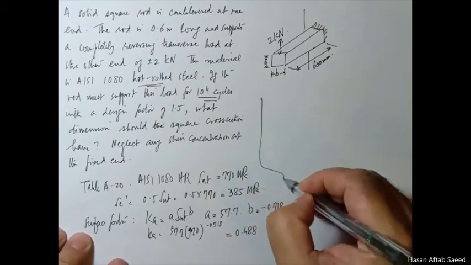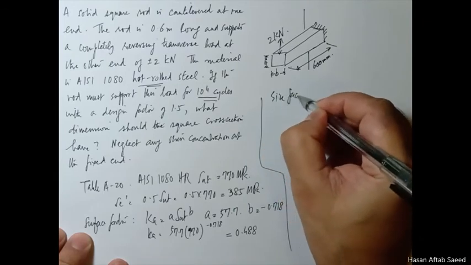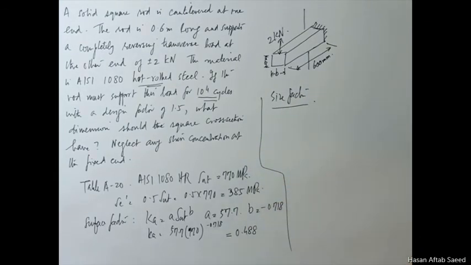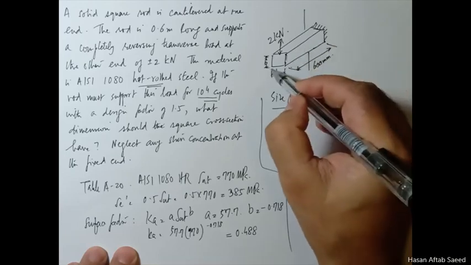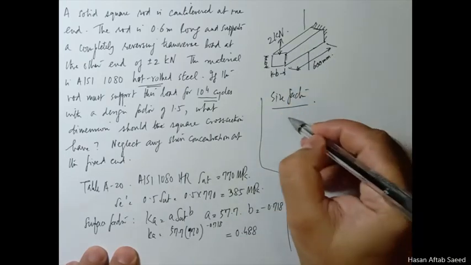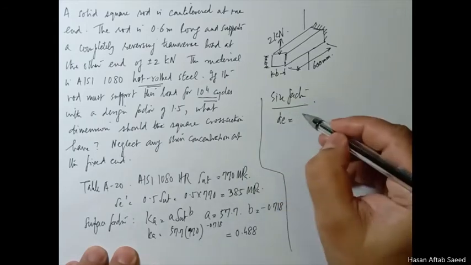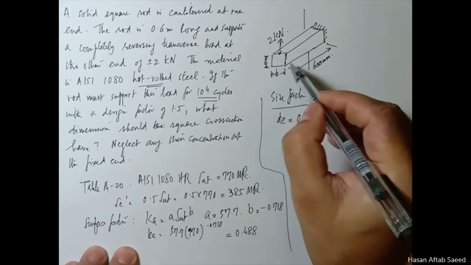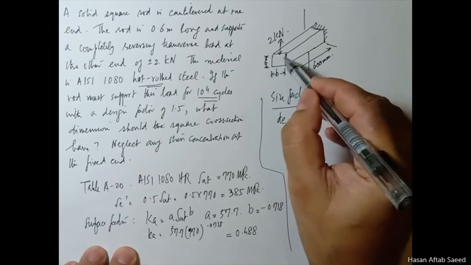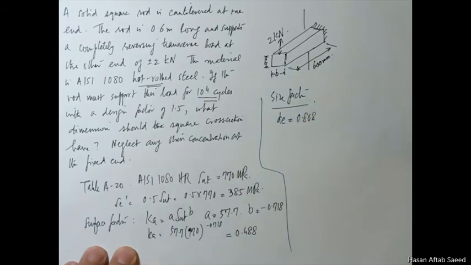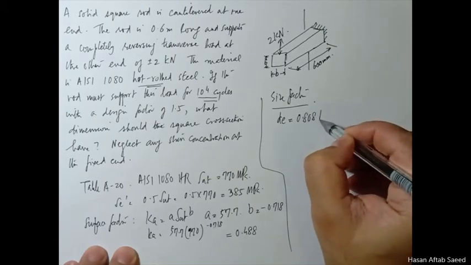Now the next is size factor. Here, this is somewhat tricky. The first part is obviously bending, but this is not a circular section. It's a square section, non-rotating. So what you need to do is find the equivalent diameter of a rotating circular section that will be equivalent to this situation. For that, you can see the relevant table, 6.3, I believe, and the value comes out to be this.